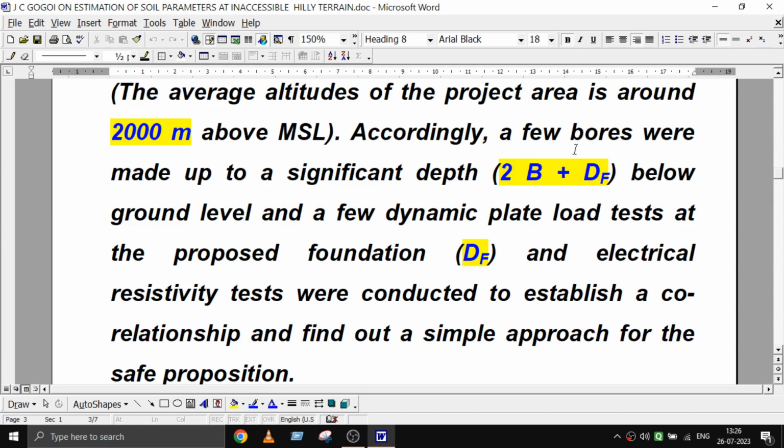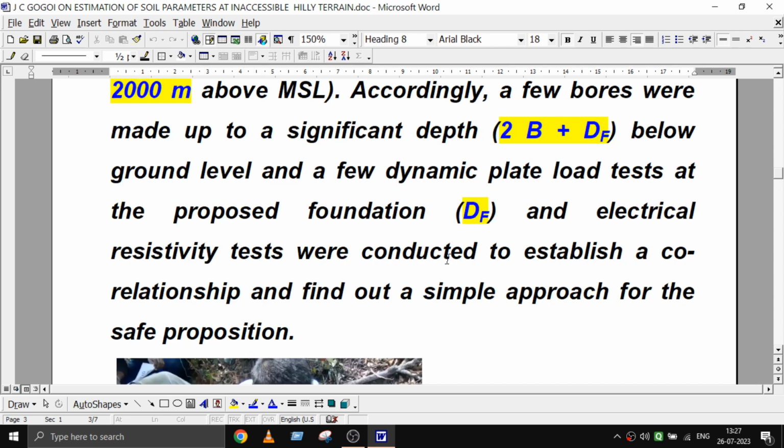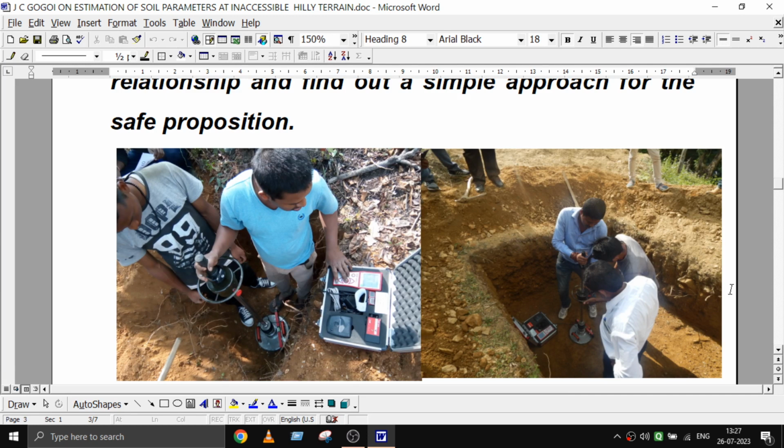We conducted a few boards and few dynamic tests at various test levels, starting from 1.5 meter, 2 meter, 2.5 meter, and 3 meter. And we also ascertained that the void ratio is inversely proportional to depth, and relative density is directly proportional to depth, that is, increasing with depth. You see, here we are conducting the test at 1 meter. Here we are conducting the test below the original soil.